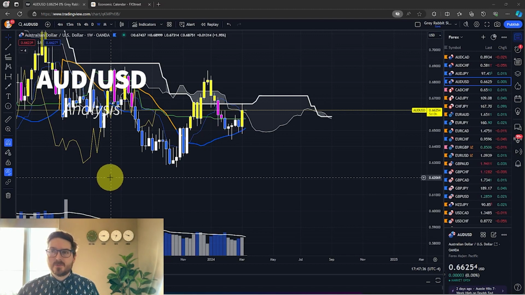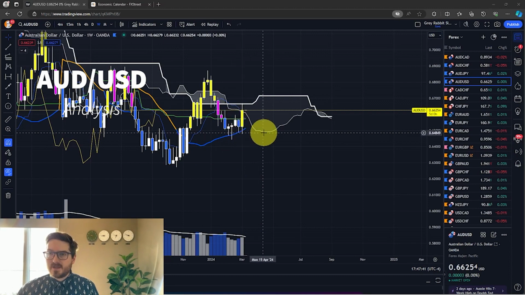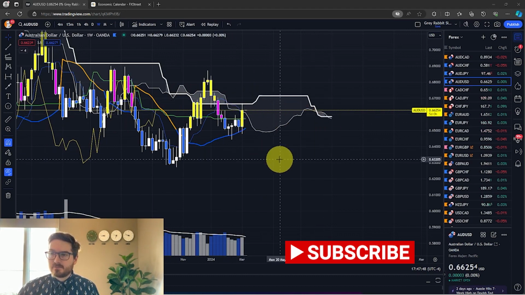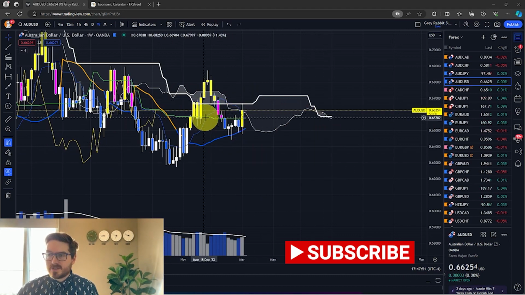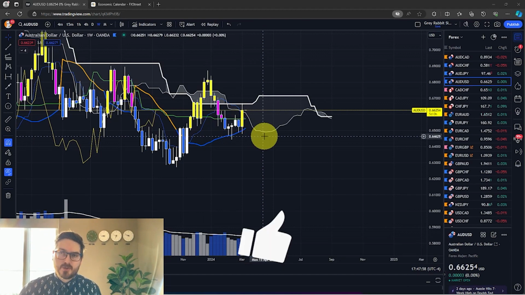AUD USD on the weekly chart. Now guys, overall on the weekly chart, this is a ranging market. You can see that we have the Chikou Span tracing the candles, we have the Kumo cloud overlapping and twisting, and we had a gold cross, and now we're starting to get a death cross forming. So this is showing me that the market right now on the weekly chart is pretty neutral.